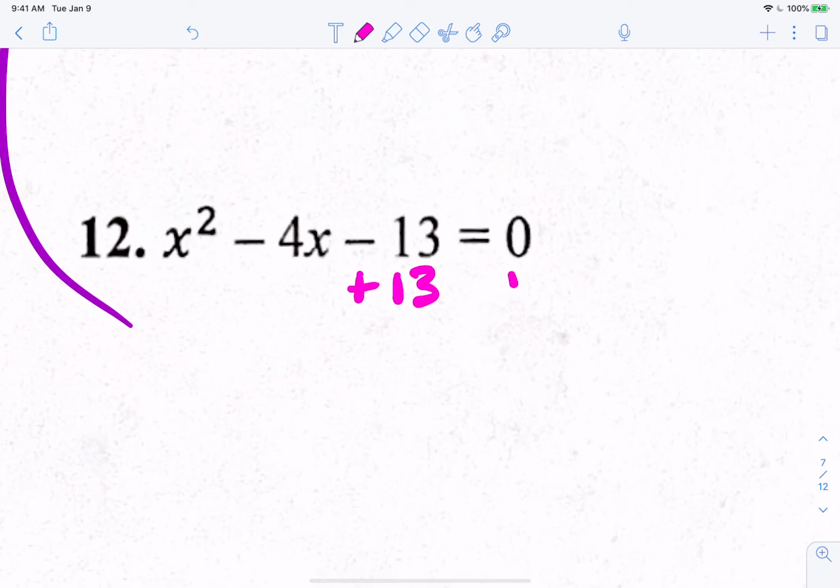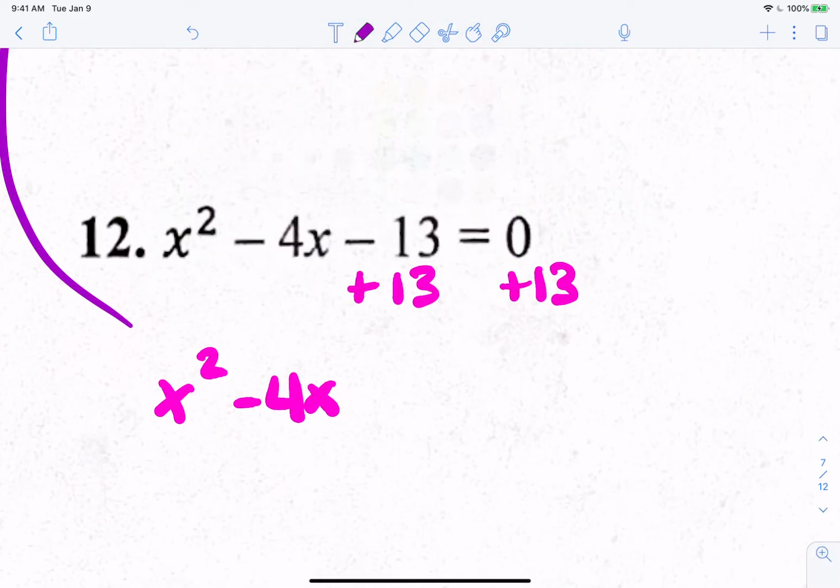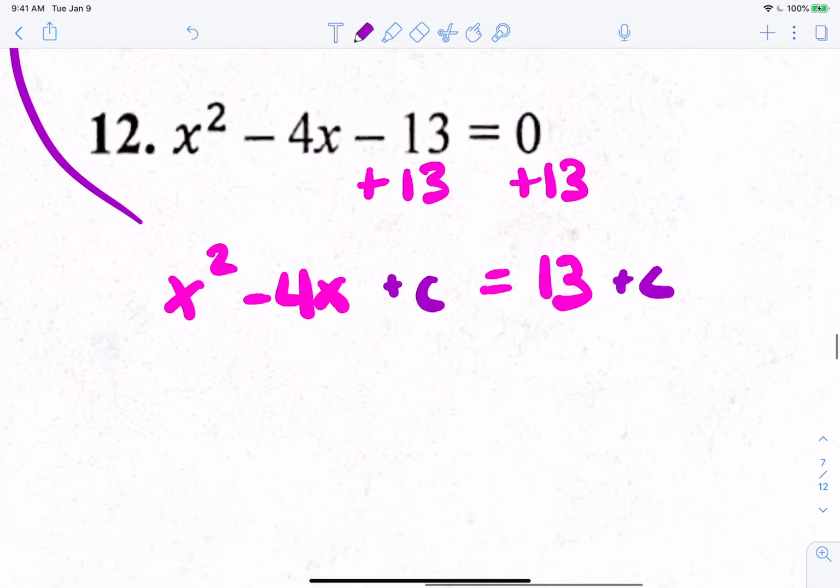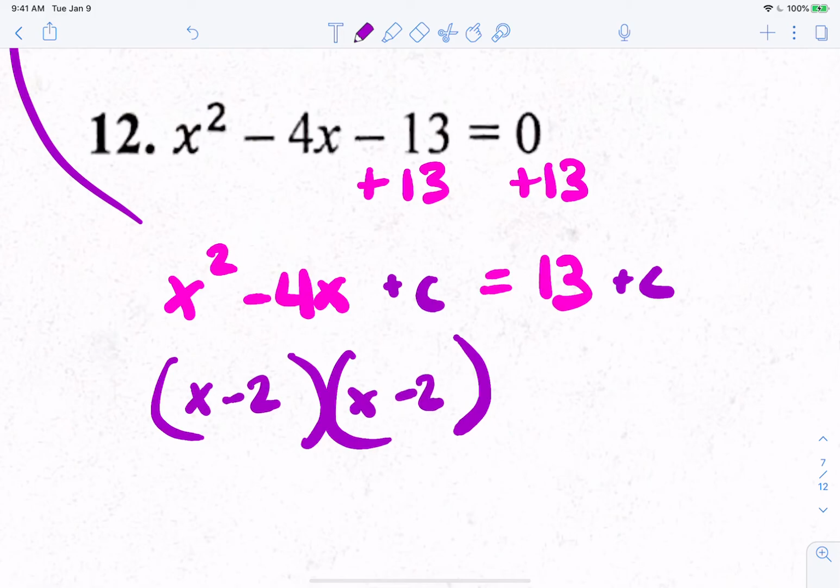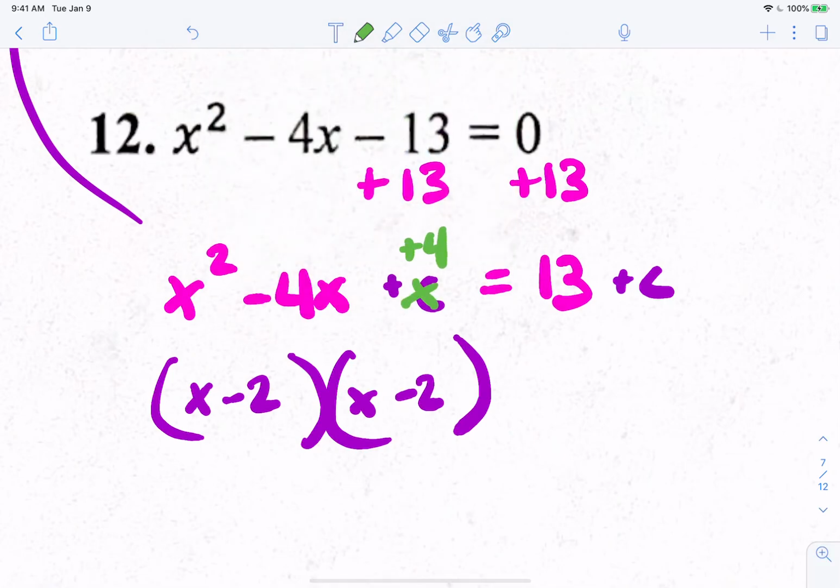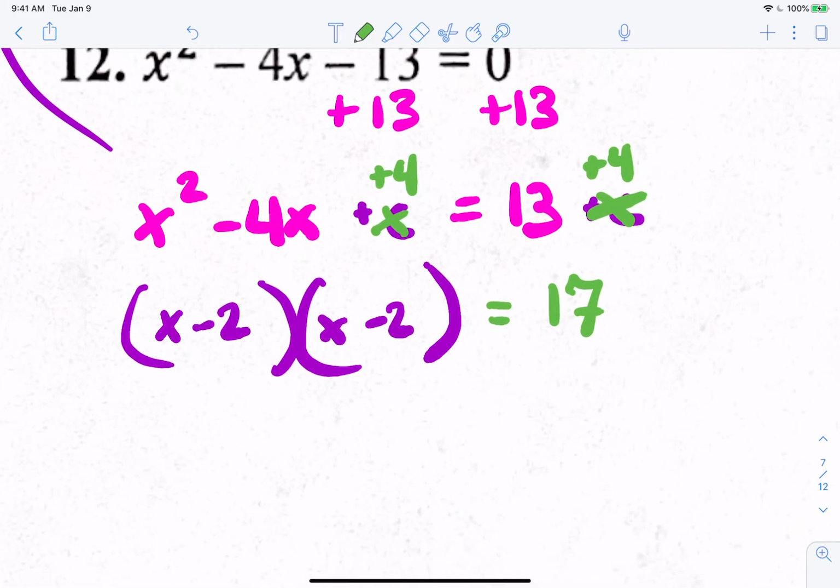Add the 13 over. Plus 13, plus 13, okay? x squared minus 4x plus C, I want to leave that C in there, equals 13 plus C. Now I want to write my 2 bubbles. It'll be x minus 2 and x minus 2. So what's my C going to be? This one will be positive 4. Negative 2 times negative 2 is positive 4, so I have to add that to both sides. Positive 4. So that's equal to 17. x minus 2 squared equals 17.